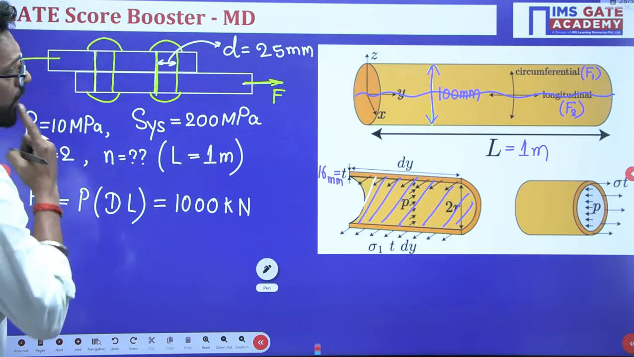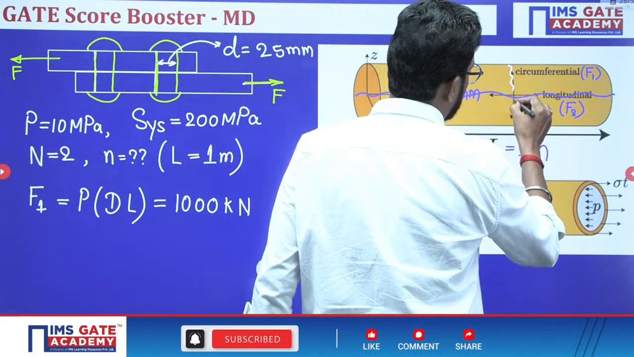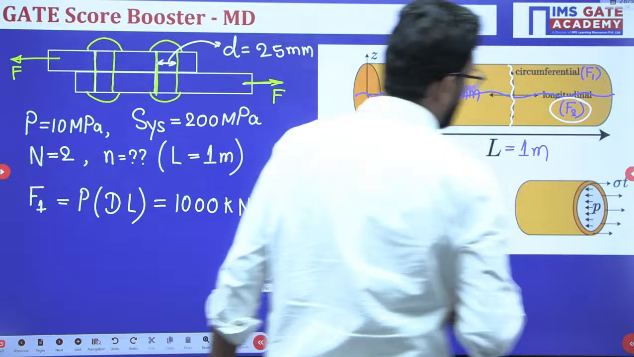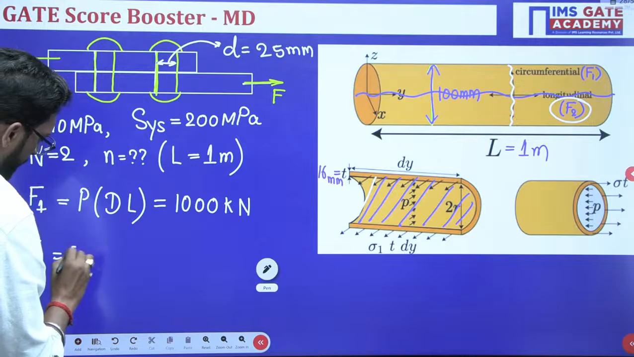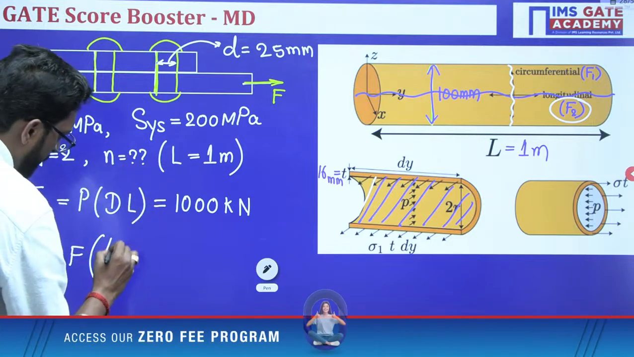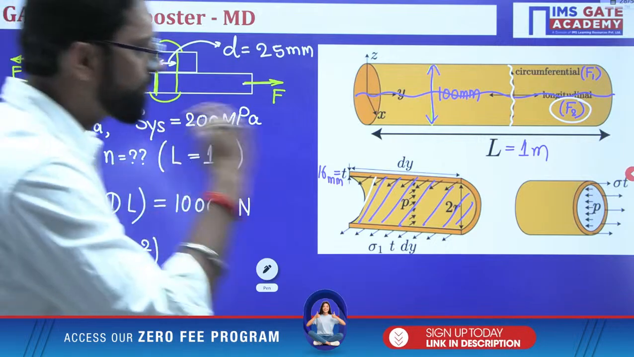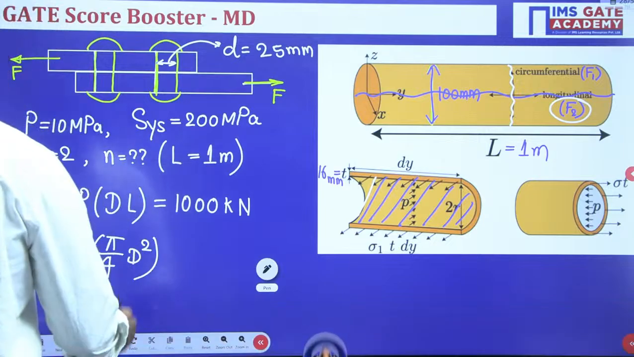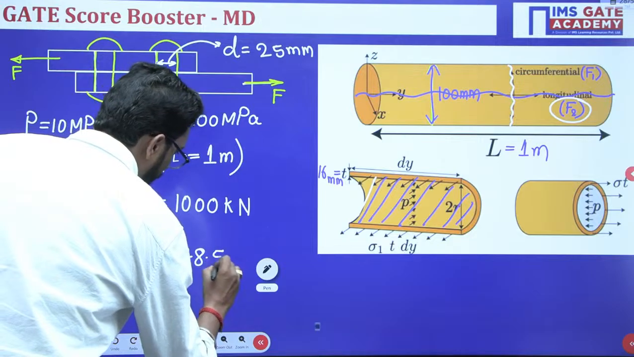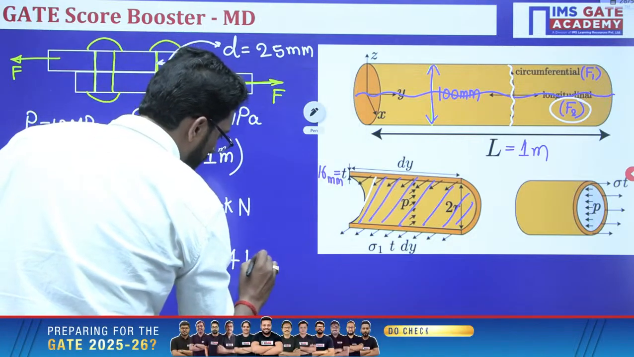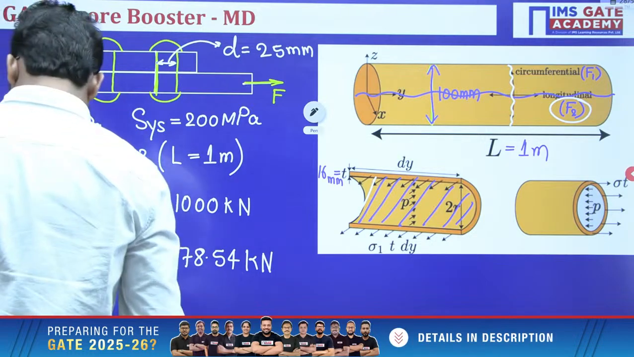Now F2 is the longitudinal force. During longitudinal stress, it will fail in this direction. So F2 is pressure P into pi by 4 d square. If we calculate this, it is 78.54 kilonewton. Okay, done.